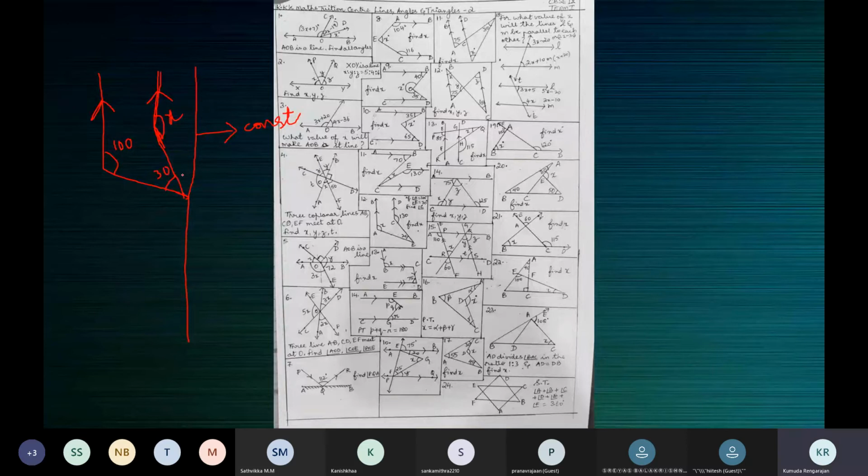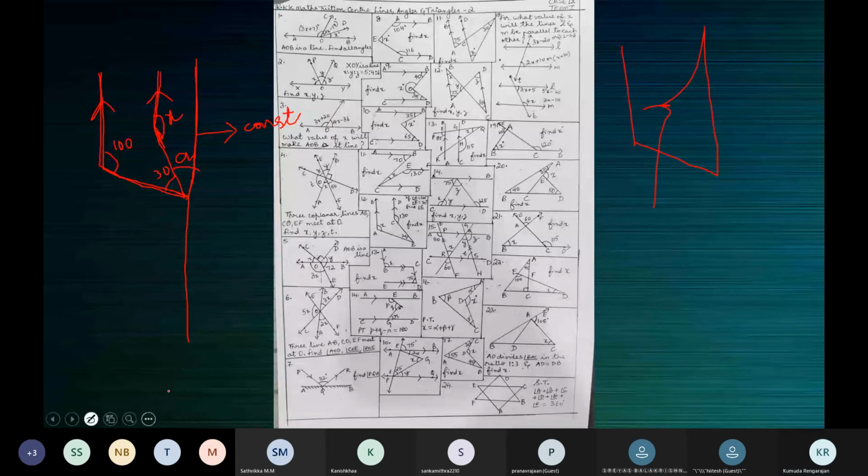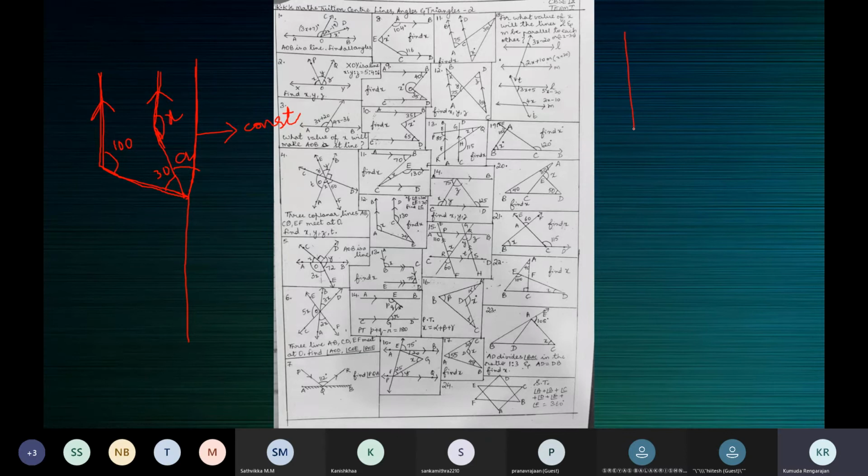So it's all easy when you just mark it with some letter. Let's just call this A. So again, parallel line, transversal, parallel line. Sorry, let me do it again. So yeah, parallel line, transversal, parallel line.